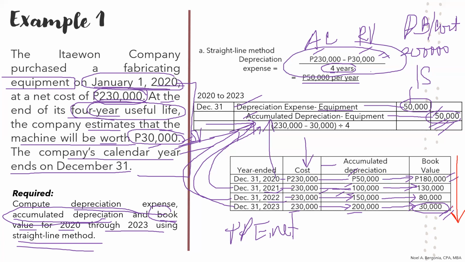So we have answered already all of the items in example number 1. Again, pag may mga questions kayo, just please let me know on our respective chat boxes. Okay, so that's for our example number 1. Good for 1 year yung ating depreciation. Okay, kaya medyo madali lang din, no?